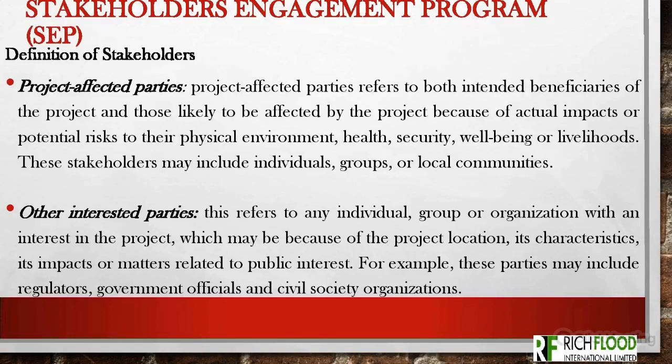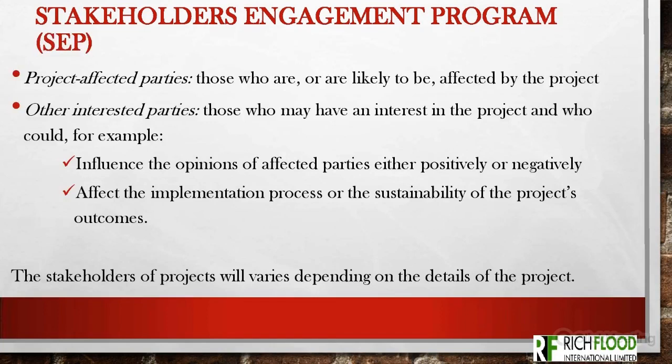While the other category, which is the other interested parties, refers to any individual, group, or organizations with an interest in the project. And these may be because of the project's location, its characteristics, its impact, or matters related to public interest. And these parties, for instance, include regulators, government officials, civil society organizations, NGOs, and the likes. Now, in summary, the project affected parties are those who are or likely to be affected by the project, while the other interested parties are those who may have interest in the project and who could, for example, influence the opinion of the affected parties, either positively or negatively.